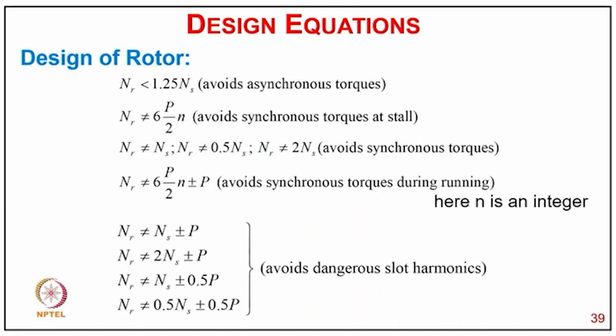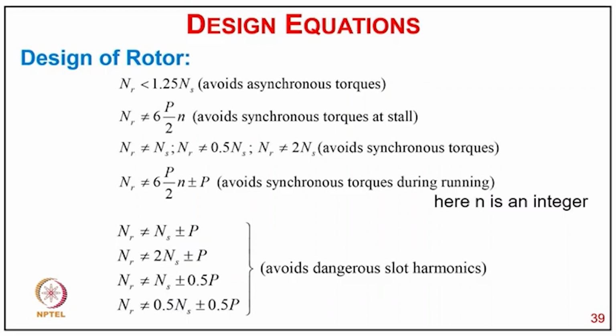NR should not be equal to NS, or NR should not equal 0.5 NS, and NR should not be 2 NS, to avoid synchronous torque, and NR should not be equal to 6P upon 2N plus minus P, to avoid synchronous torque during running. Here N is an integer, so you can say NR should not be NS plus minus P, NR should not be 2 NS plus minus P, NR should not be equal to NS plus minus 0.5 P, and NR should not be equal to 0.5 NS plus minus 0.5 P, which avoids dangerous slot harmonics, to avoid cogging, crawling, and other physical phenomena like noise and vibration in the motor.